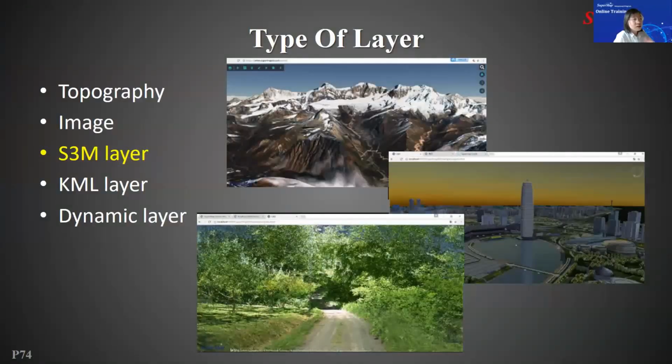As for layer types, we have the topography layer and image layer for the global surface, terrain layer, S3M layer, KML layer, and dynamic layer.